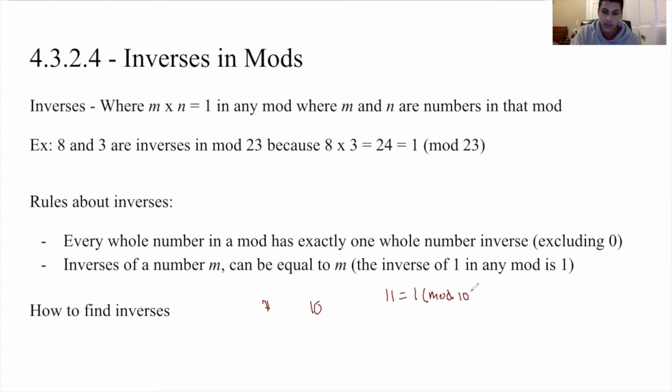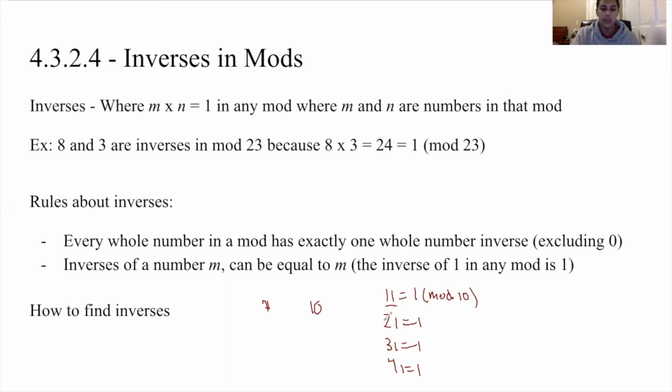So 11 equals 1 in mod 10. And just assume that all the other numbers I'm about to list out also equal 1 in mod 10. So in mod 10, 21 will also equal 1. 31 will also simplify to 1. 41 will also simplify to 1. And you see where I'm going with this. So we can use this to figure out what the inverse of 7 is.